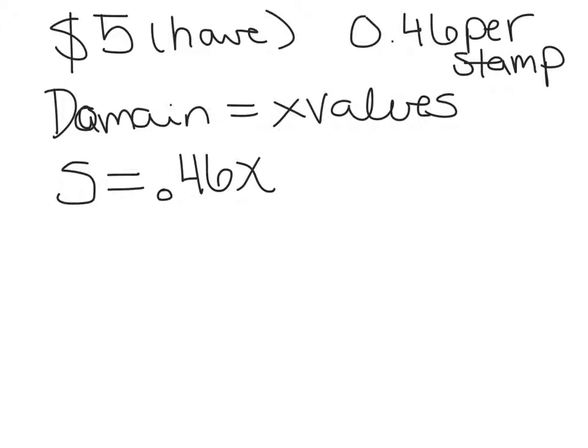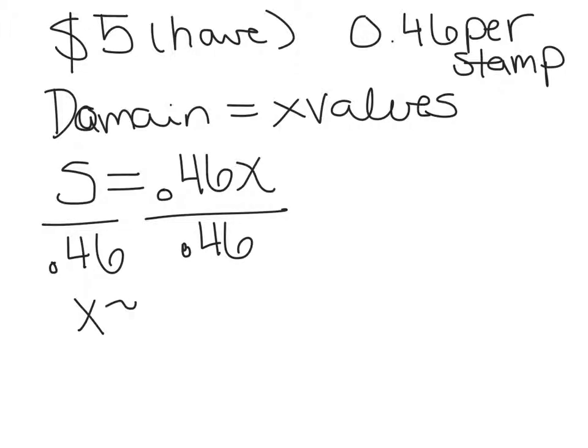So I can't get or buy negative stamps. So we don't want to do negatives. But I could buy no stamps. So in my domain I could have 0. And I could plug in 1 stamp or 2 stamps or 3 stamps, but we can't plug in like 2.5 because we can't buy half a stamp. So let's figure out how many stamps we could buy total. To do that, we're going to divide both sides by 0.46. So when you divide 5 by 0.46 or 46 cents, you get that x is about 10.9 or so. But you can't buy 0.9 of a stamp. So the most we could buy right here is 10 stamps.